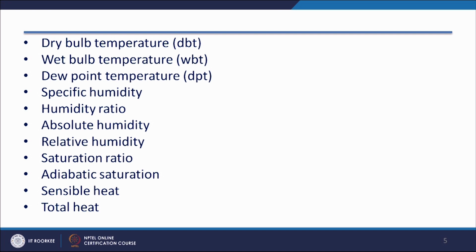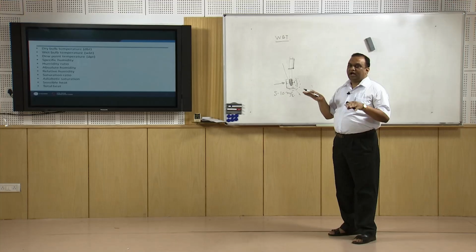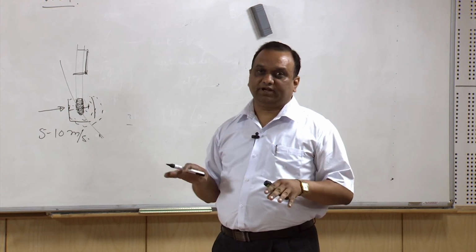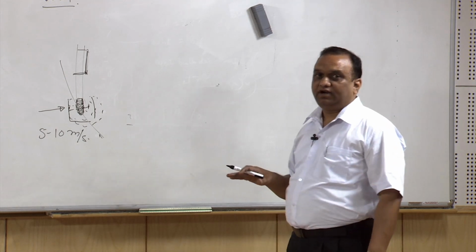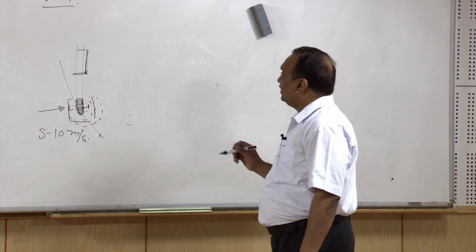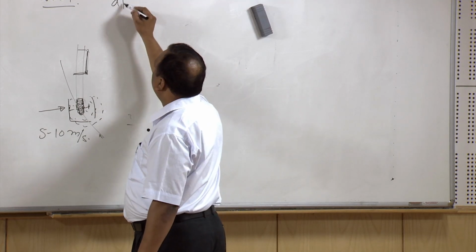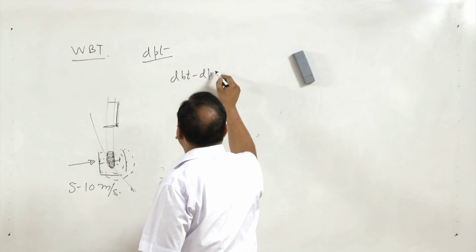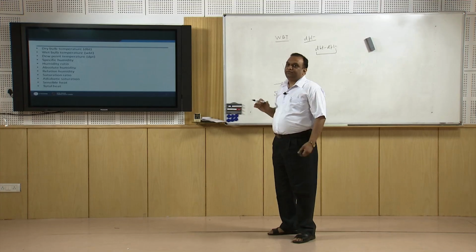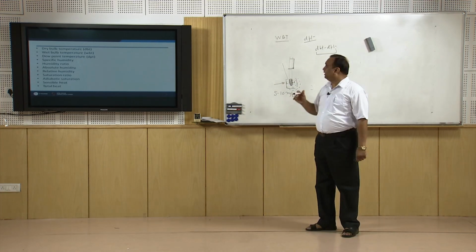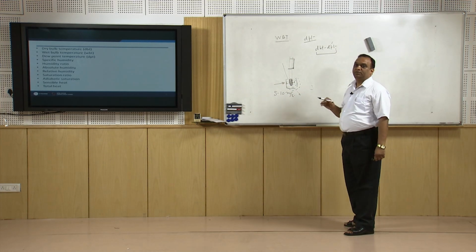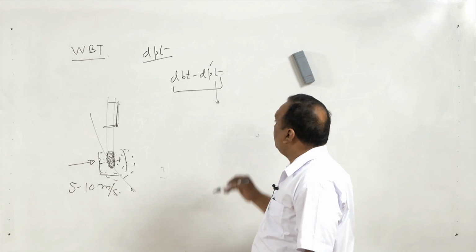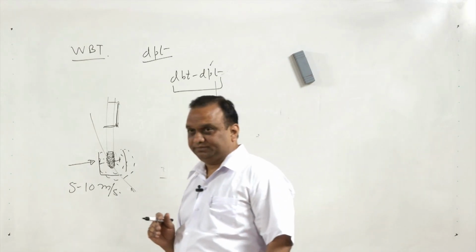Now, if I keep on reducing the temperature of this room, after a certain temperature, the water vapor in this room will start precipitating. That particular temperature is known as dew point temperature, and the difference between dry bulb temperature and dew point temperature is dew point depression. So, if the humidity in this room is high, the dew point temperature will be higher. If the humidity, meaning the water content, is low, the dew point temperature will also be lower.